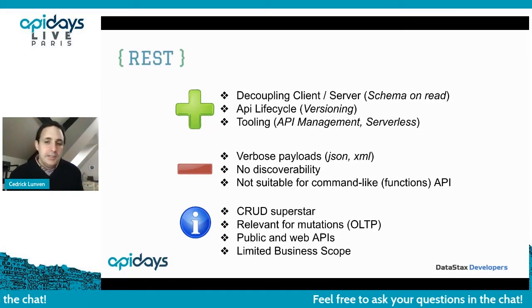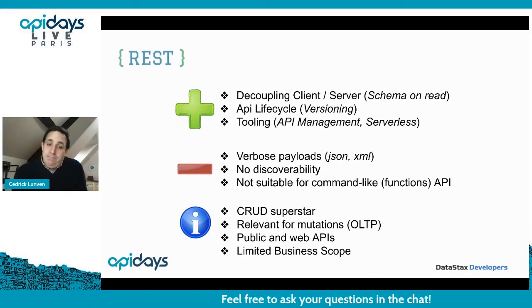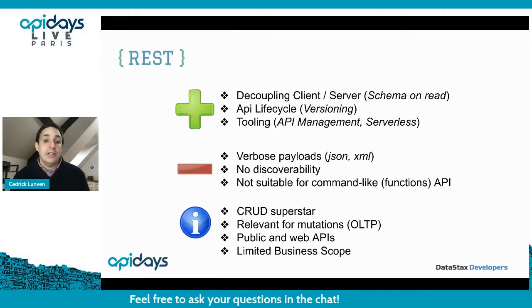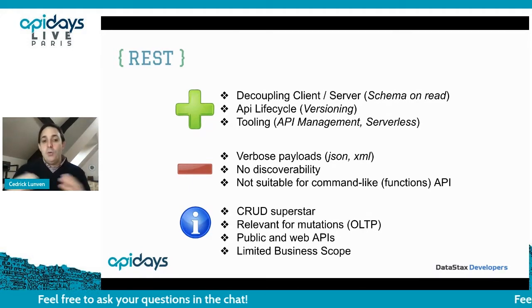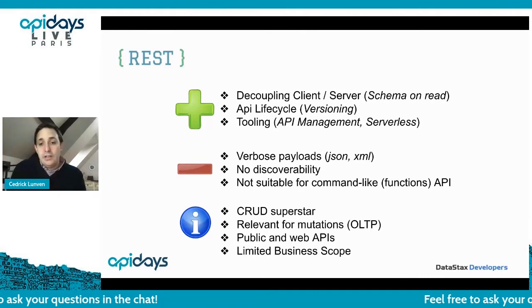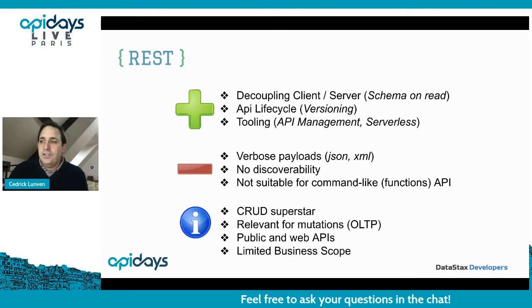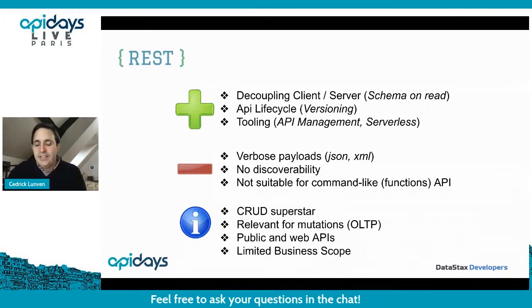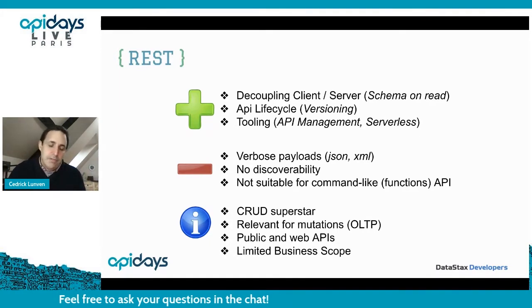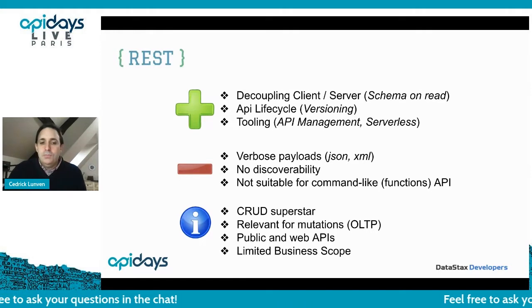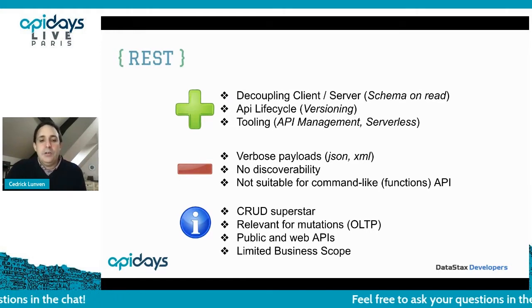So no discoverability. If I give you a REST endpoint, by default, you don't know what you can do with that. If you don't have something like the OpenAPI specification or Swagger, you're kind of stuck. And it's not really suitable for command-line functions like you would do with SOAP. Compute me something, do something. It's just here to provide CRUD: create, read, update, delete.